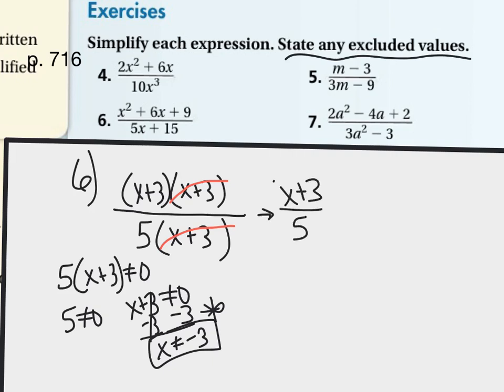and then that would leave us with x plus 3 over 5. And again, if you want to put x plus 3 in parentheses, so that way in case, let's say the denominator was 6 instead of 5, that you're not tempted to try to reduce the 3 and the 6 down, because they're not factors in the numerator at that point.